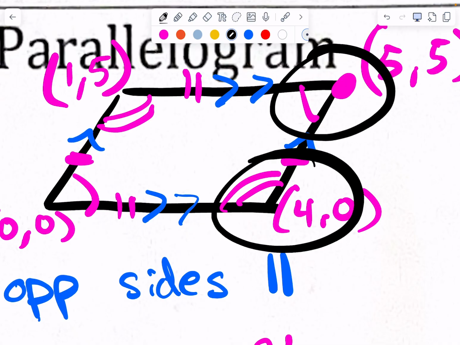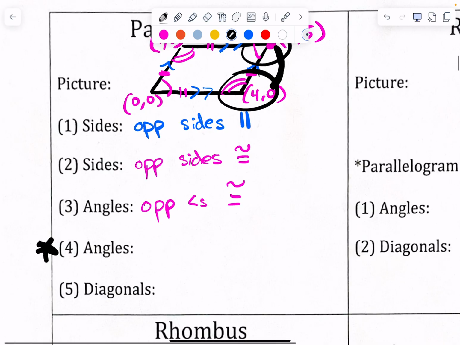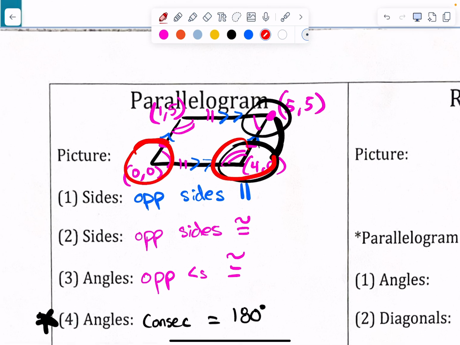The ones that are right next to each other. So these two would add up to be how much? 180. Consecutive equals 180. They add up to be 180. Consecutive ones are supplementary. That would be the same with the bottom two. The bottom two are consecutive. They're right next to each other. So those would add up to be 180 all the way around.